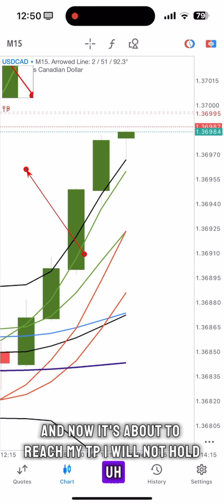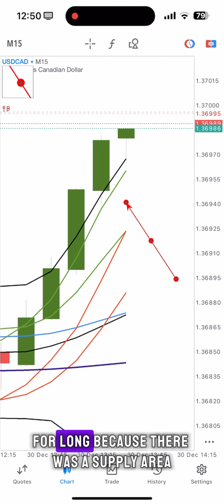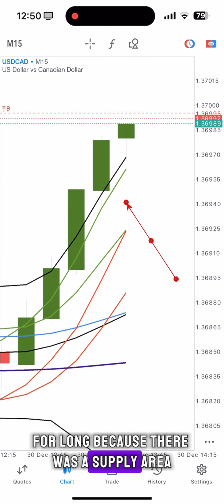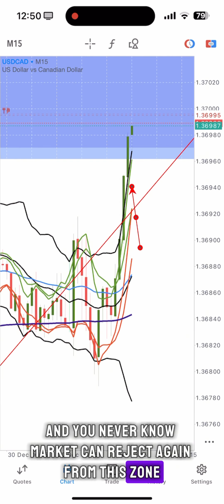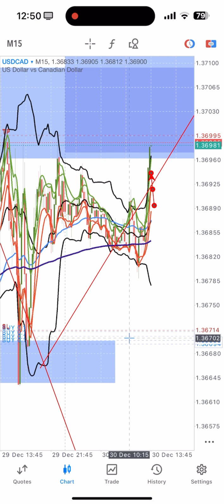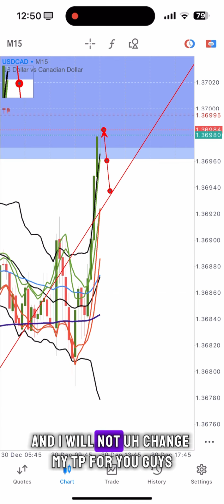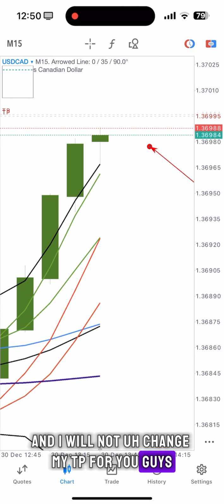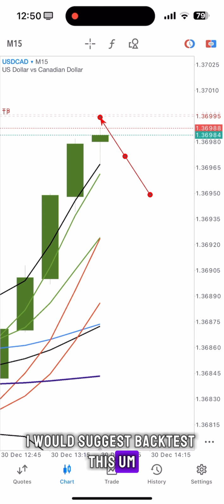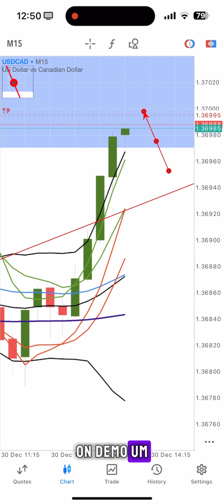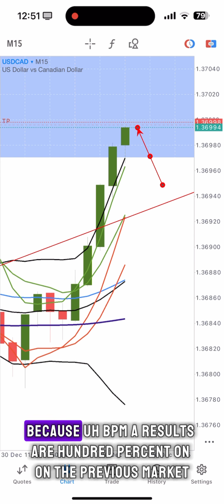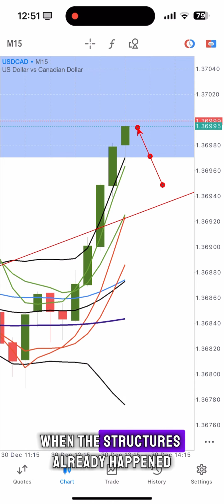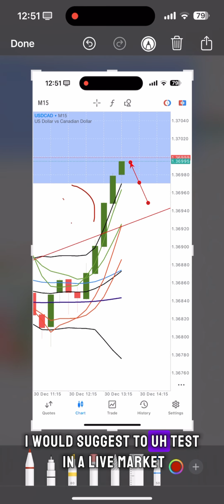I will not hold for long, because there was a supply area, and you never know, market can reject again from this zone. So I will close at the TP level, and I will not change my TP. For you guys, I would suggest backtest this setup on demo. Don't test on already happened market. Always test on the current market, because BBMA results are 100% on the previous market when the structure is already happened. So I would suggest to test in a live market.